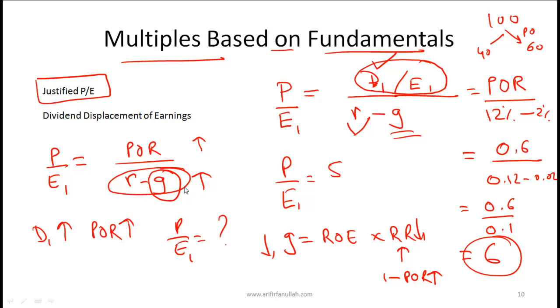So the impact on the earnings and the PE ratio will be ambiguous, and this ambiguity is generally referred to as the dividend displacement of earnings. So higher dividend is good in one sense, but on the other hand it would decrease the growth rate and decrease the future earnings. So that's an important point.